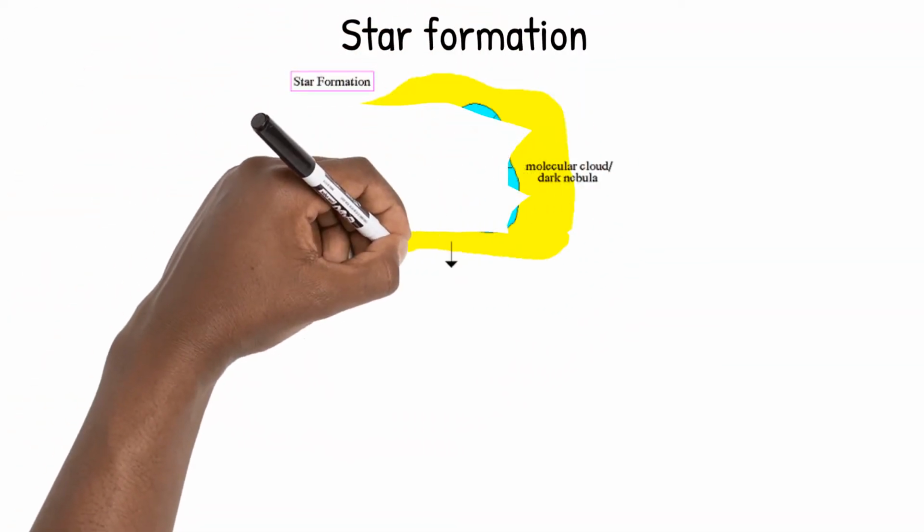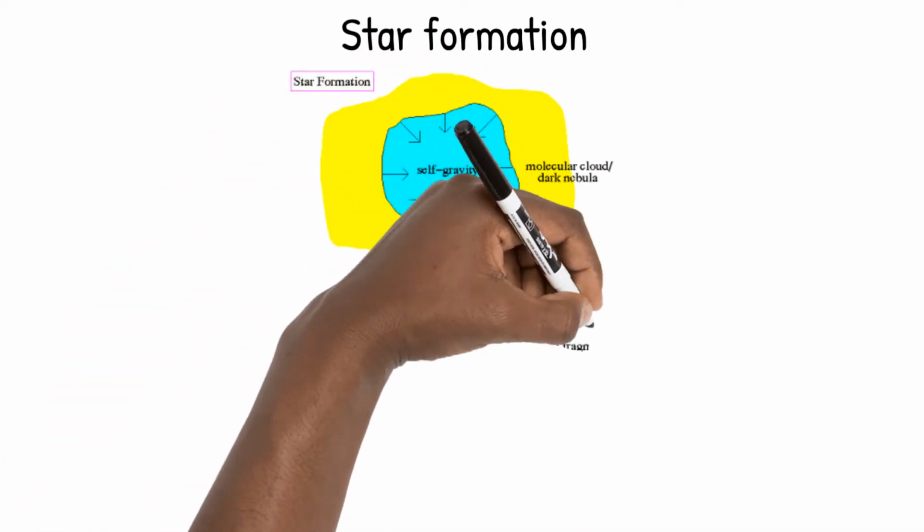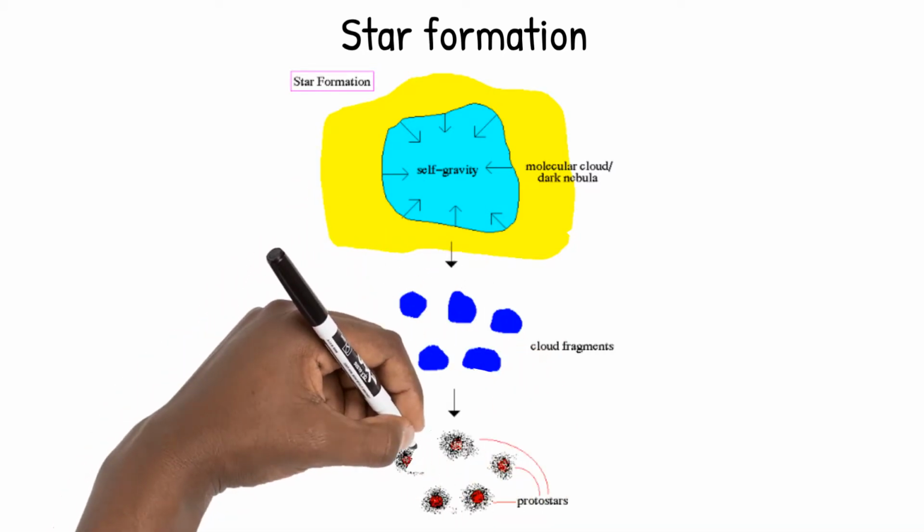Star formation. The galaxy was formed by an accumulation of hydrogen gas in a cloud form called nebula. Nebula forms clumps of gas that becomes denser and forms stars.